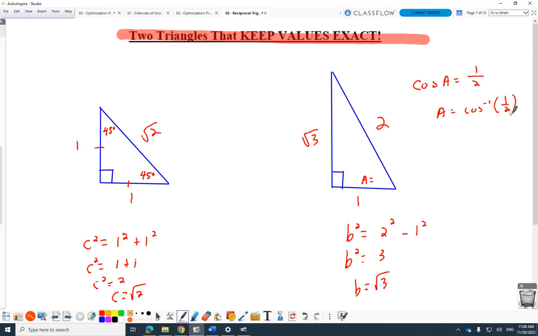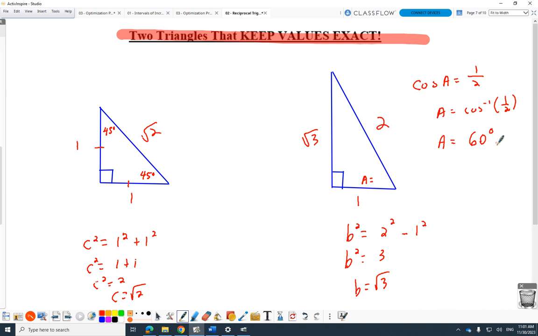2,000 years ago, they'd probably get out a protractor and measure this carefully, is what they'd do. So take your calculator and type in cos inverse of 1 over 2, and hopefully be wowed a little bit. What'd you get? 60. Not 61, not 60.2. 60.